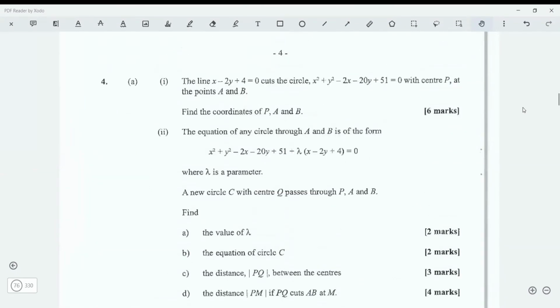Question 4. This was on the mock exam. You remember this question? I don't think I did that one. All right, so no problem. So finally we're going to get to do it. It says the line x minus 2y plus 4 cuts the circle with center P at the points A and B. And we're supposed to find P, A, and B.